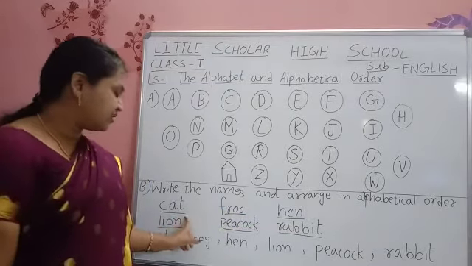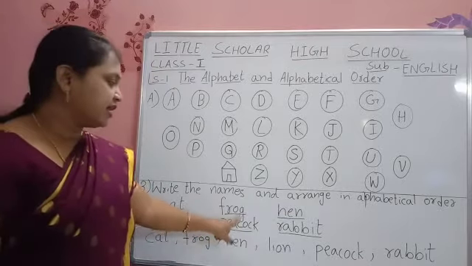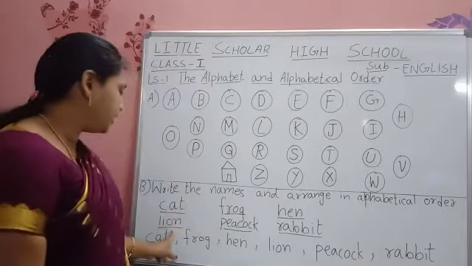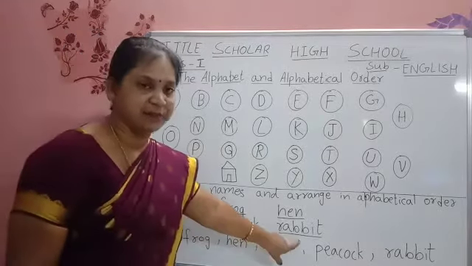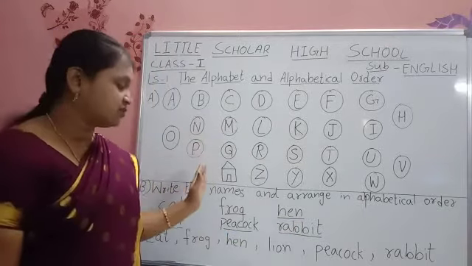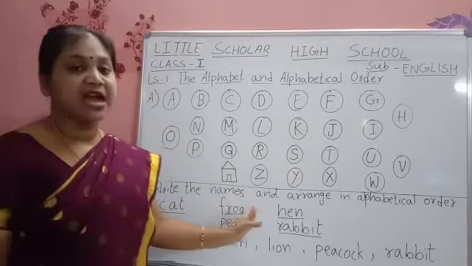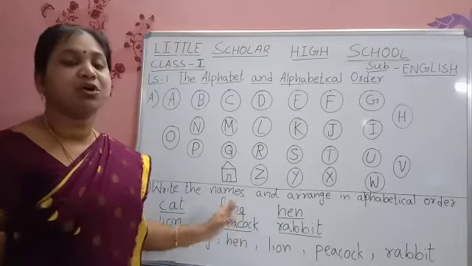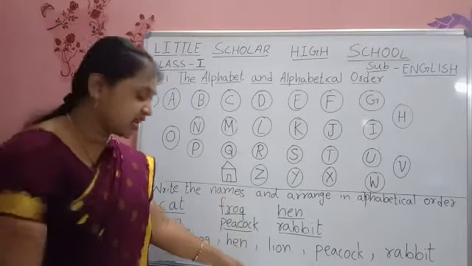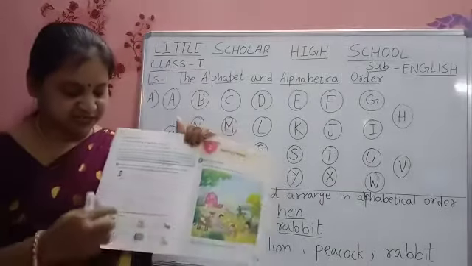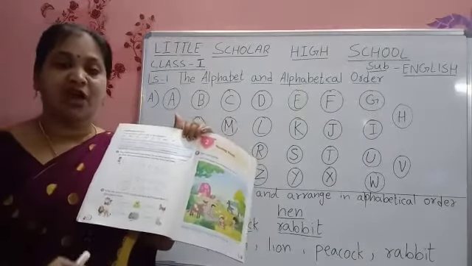First word you will write on the line is cat, then frog, then hen, then lion, then peacock, then rabbit. Now after writing these words on the lines, you should arrange these words in alphabetical order. What should you do now? Now you should arrange these words in alphabetical order. After writing the words here, you will arrange them in alphabetical order.